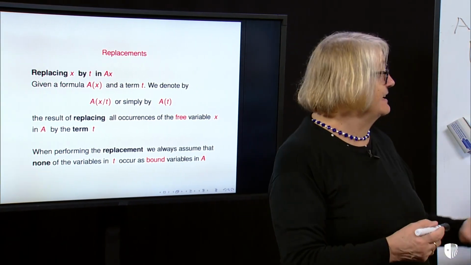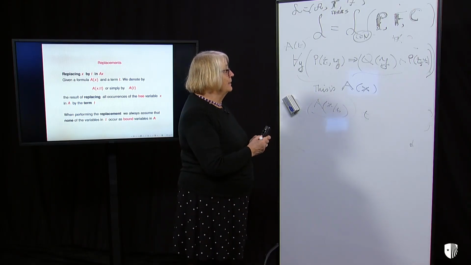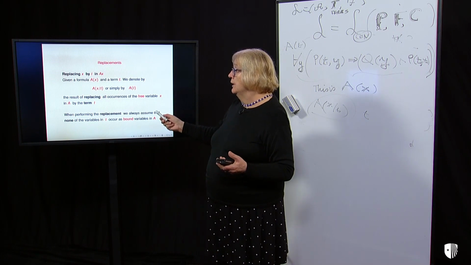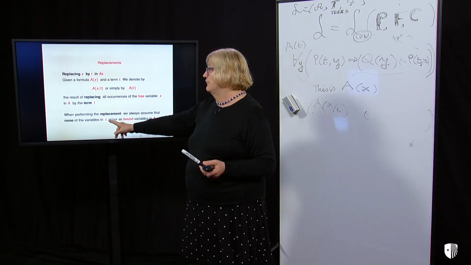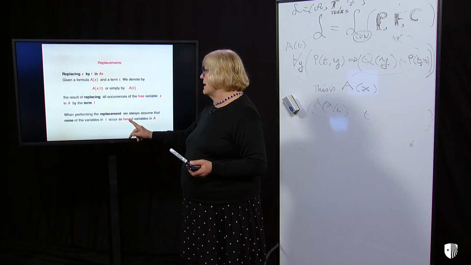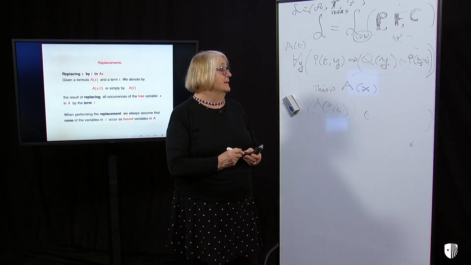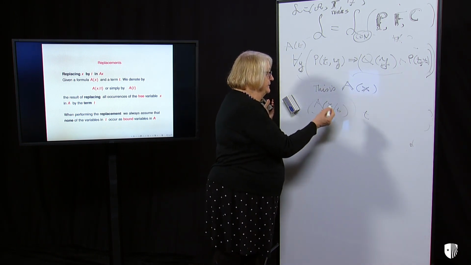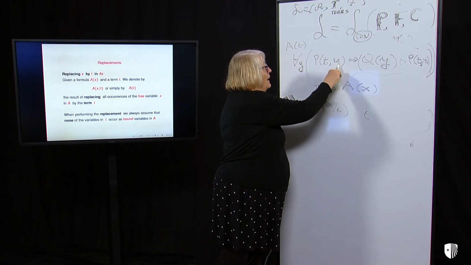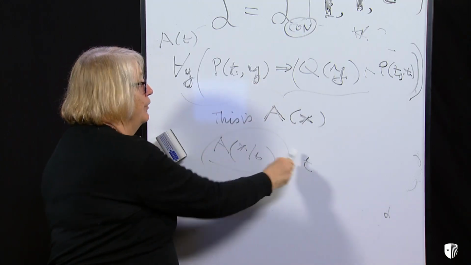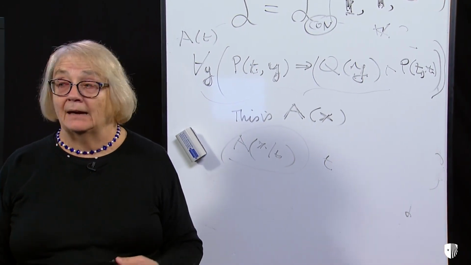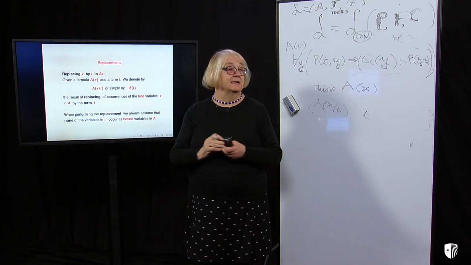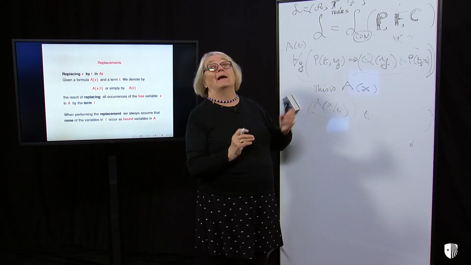So that is another condition. I said t is a term, but it's a concrete term. So when we do so, we assume that none of the variables in t occur as bound variables in A. So, for example, you see y is a bound variable, so none of the variables in t can occur as a bound variable. So in this case, none of the variables in t can be y.